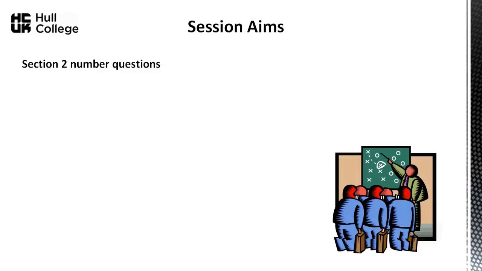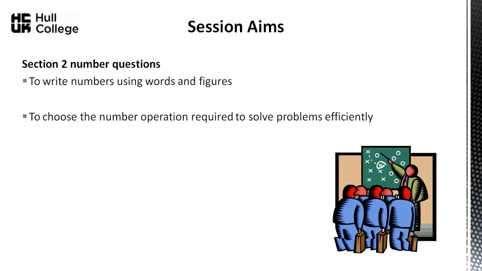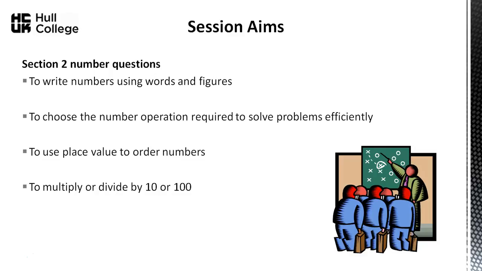Let's recap this section. Can you write numbers using words and figures? Did you choose a number operation required to solve problems efficiently? Can you use place value to order numbers? Can you multiply or divide by 10 or 100? Can you interpret scales using negative numbers?